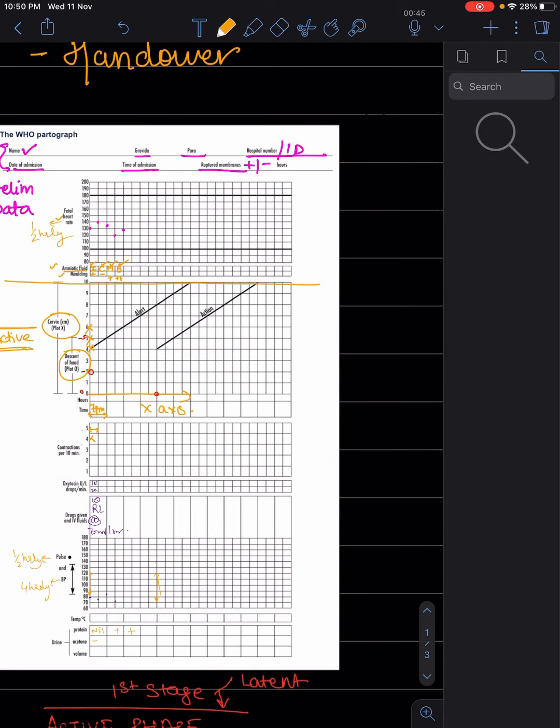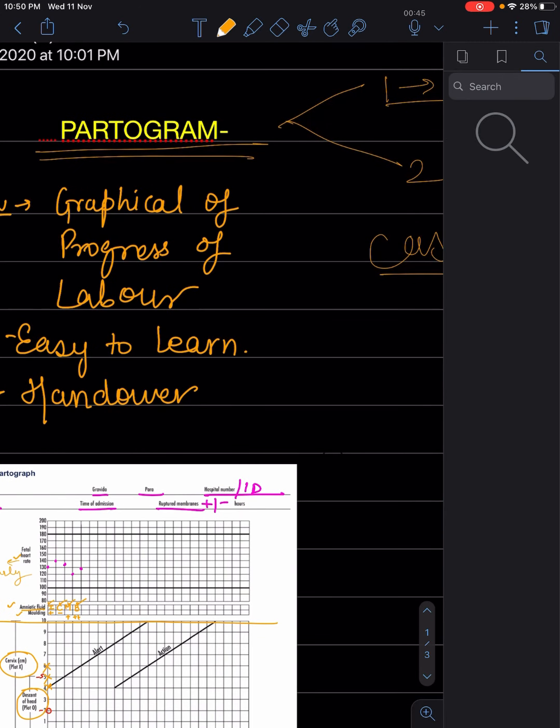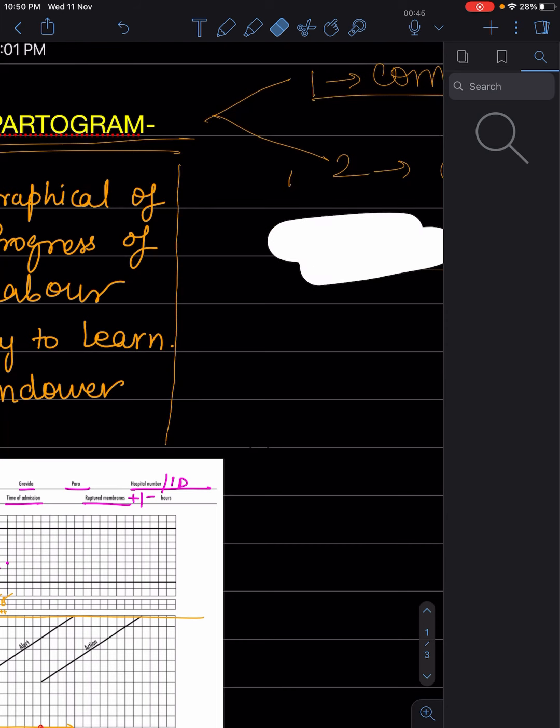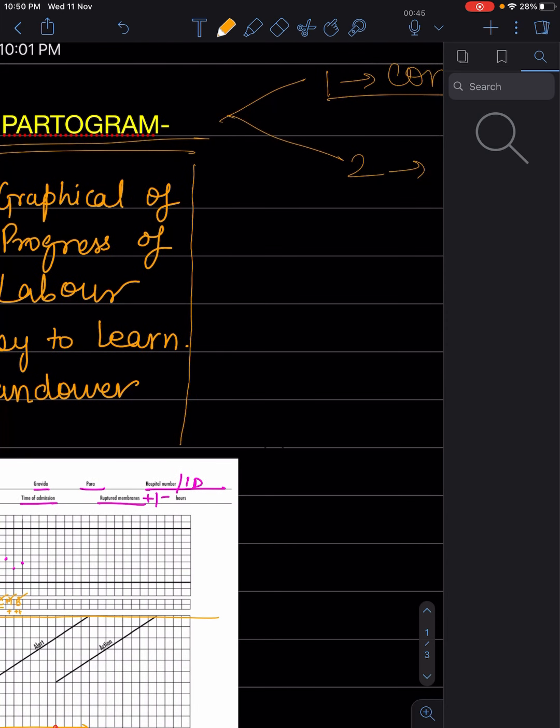Now, I had told you about the advantages of the partogram. So what are the disadvantages of partogram? Because that is a very important question. So one is that special management disorders are not taken into account. Not accounted for.